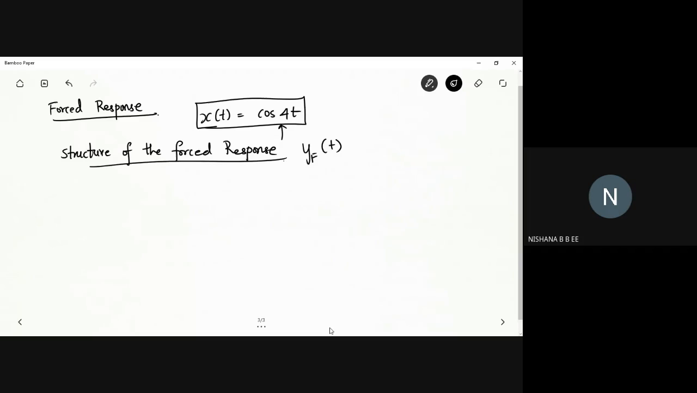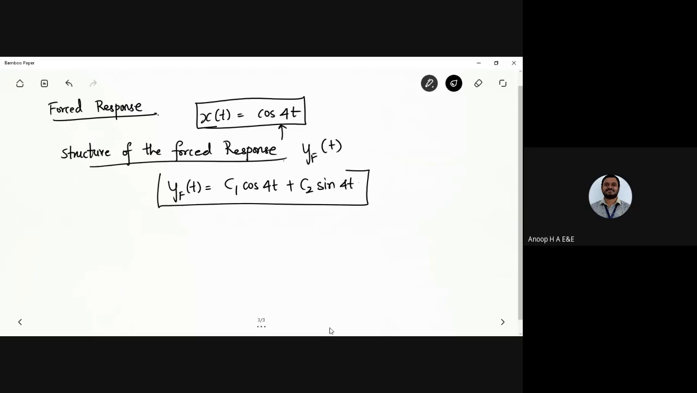C1 cos 4t plus C2 sin 4t. Okay, fine. So I have yf of t as C1 cos 4t plus C2 sin 4t. So this is the structure of the forced response of the system. Right now, using the same equation, that is yf double dash of t plus 9 yf of t, that would be equal to cos 4t.